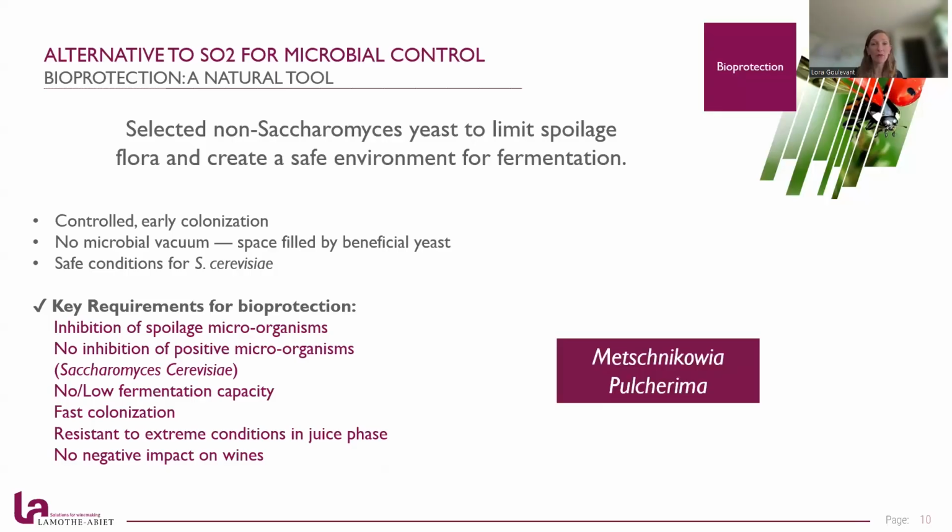It needs to inhibit all the spoilage microorganisms, so not only non-Saccharomyces yeast, but also bacteria. It shouldn't inhibit the Saccharomyces. We're not selecting a bioprotection for its ability to ferment. Usually we want it to not ferment, because if we want to add a Saccharomyces, or if we want to do spontaneous fermentation, we want the cerevisiae to do the job. It needs to be fast, because we don't have a lot of time. For example, if you're making red and you don't want to do a cold soak, it needs to create a safe environment quickly. It needs to be resistant to extreme conditions, whether you do cold soak or high temperature for the start of the fermentation, for example.